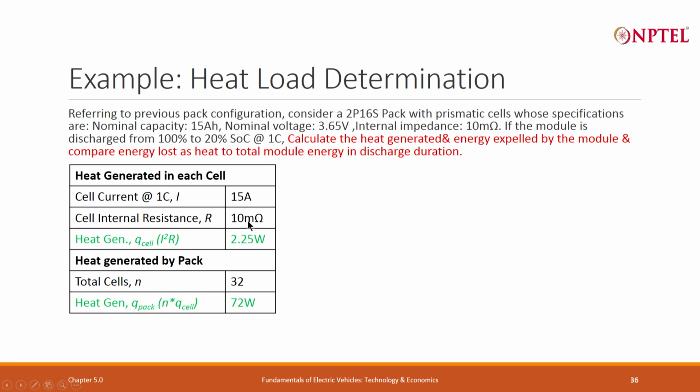Now, cell internal resistance is 10 milliohm. So, heat generation for each cell would be 15 square into 10 into 10 to the power minus 3 watt, that is 2.25 watt. Now, heat generated by the pack: how many cells do we have in the pack? 2P16S means 32 cells, and each cell is generating 2.25 watt. So the total heat generated by the pack, or heat load of the pack, only because of the internal resistance, is 72 watt.